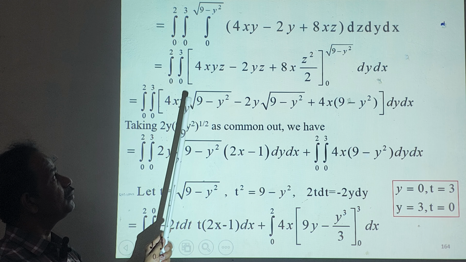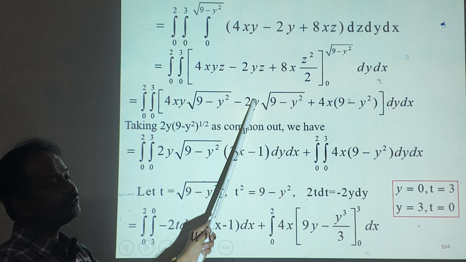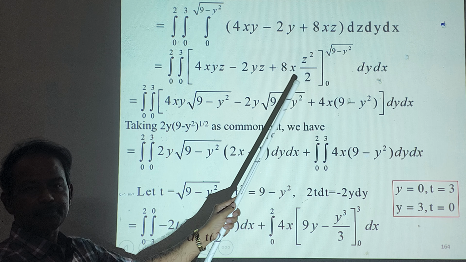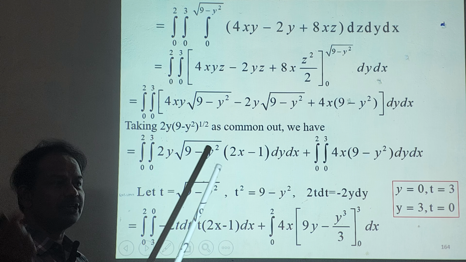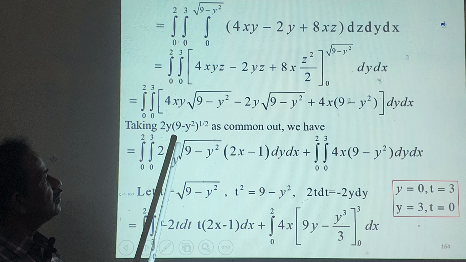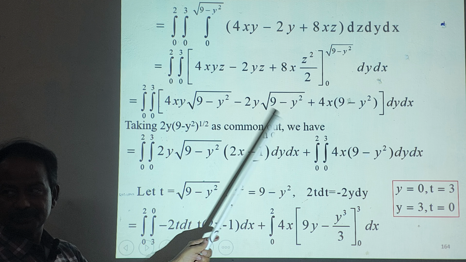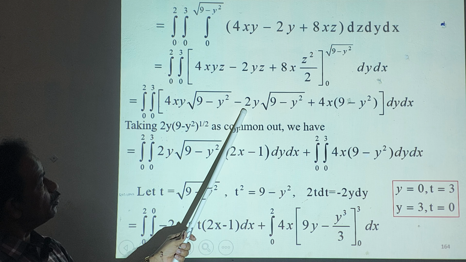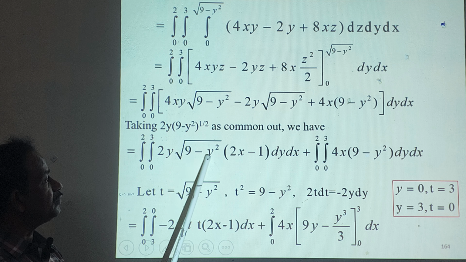So wherever you find z, you will have to substitute the upper limit and lower limit. Substituting the upper limit will give you 4xy root of 9 minus y squared minus 2y instead of z, root of 9 minus y squared, correct, plus this 8 by 2, that will give you 4. So 4x (9 minus y squared), z squared is there, so the root will go, so that will give you 9 minus y squared, dy dx. Now see here, root of 9 minus y squared is common here, you can pull it out. And here also we have 2y, here 4xy, we can pull 2y out, so that will give you 2y root of 9 minus y squared.